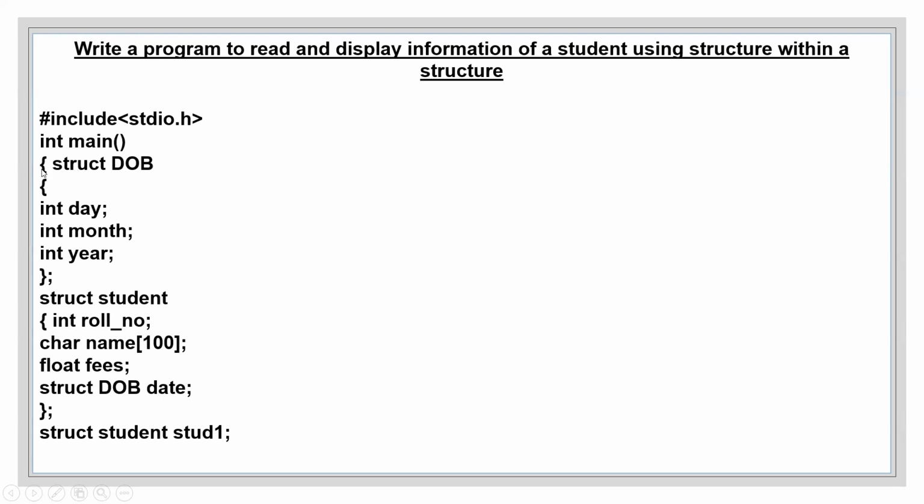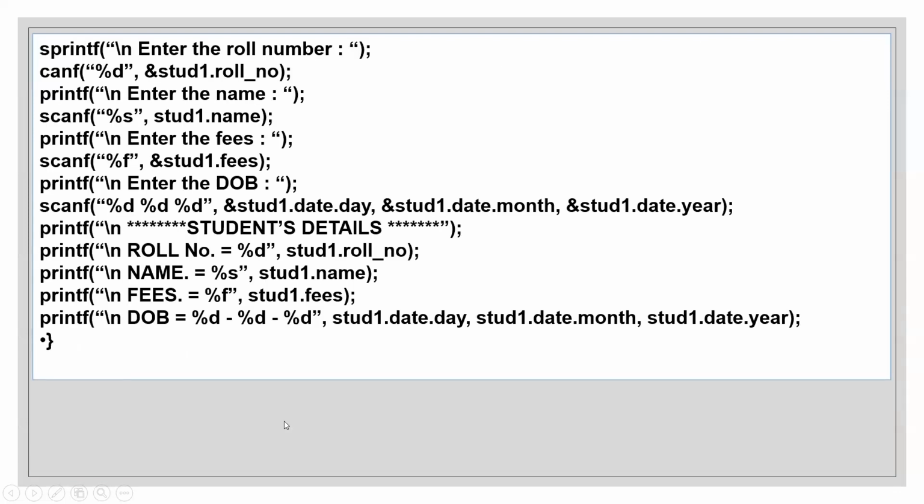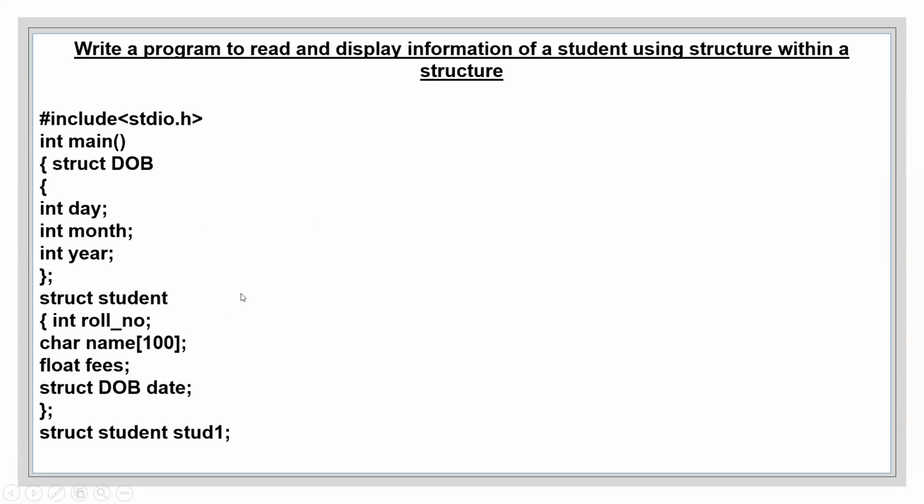Here we are not using typedef, that's why we are not mentioning it here. We are writing the structure normally, and we are declaring a variable for that struct inside the main structure, that is student. Here we can see two structures, DOB and student. The student structure contains a member of type DOB for storing date of birth. In the main function, a variable stud1 of type student is declared to store student details.